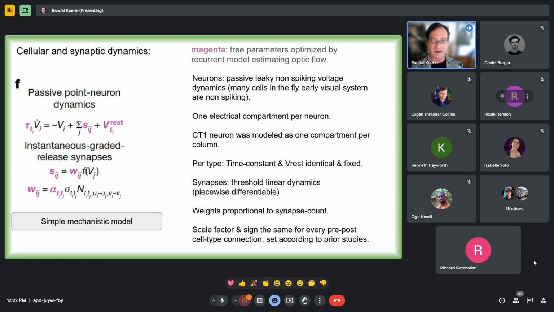The synapses between every pair of presynaptic and postsynaptic cell type were assumed to share the same sign, sigma, down here, and the scale factor, alpha. So the sign, I should mention first, was obtained from prior studies where it was clear which type of presynaptic connection to postsynaptic connection using certain types of neurotransmitters would cause inhibition versus excitation.